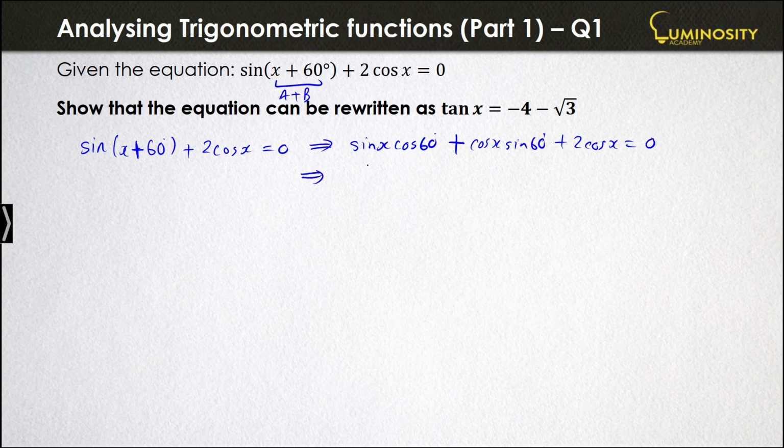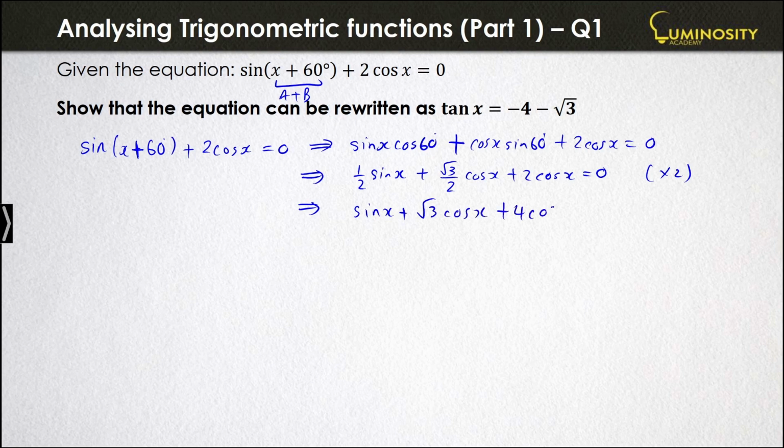Okay, cos 60 degrees is a special angle. It's a half times sine x. And similarly, sine of 60 degrees is a special angle, that's root 3 over 2 times cos x, plus 2 cos x equals 0. Okay, these all have a denominator of 2 except 2 cos x, so I'm going to multiply both sides by 2. So I'm going to get sine x plus root 3 cos x plus 4 cos x equals 0.